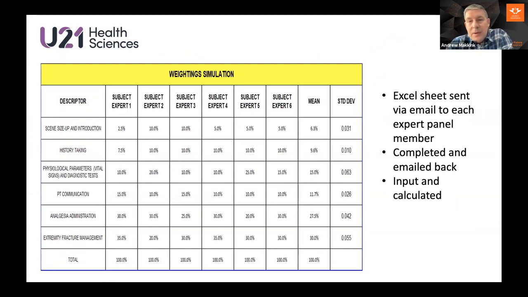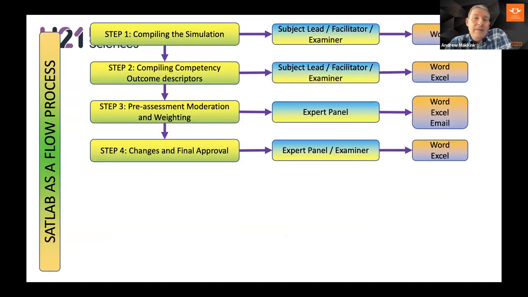Obviously, the challenge is when people don't read the emails or don't send the emails back, it starts to become a little bit of a nightmare. Then any changes that are made by the moderation panel are approved, and these are then finalized by the examiner. Again, we're using Word and Excel, and to receive them, we use email.